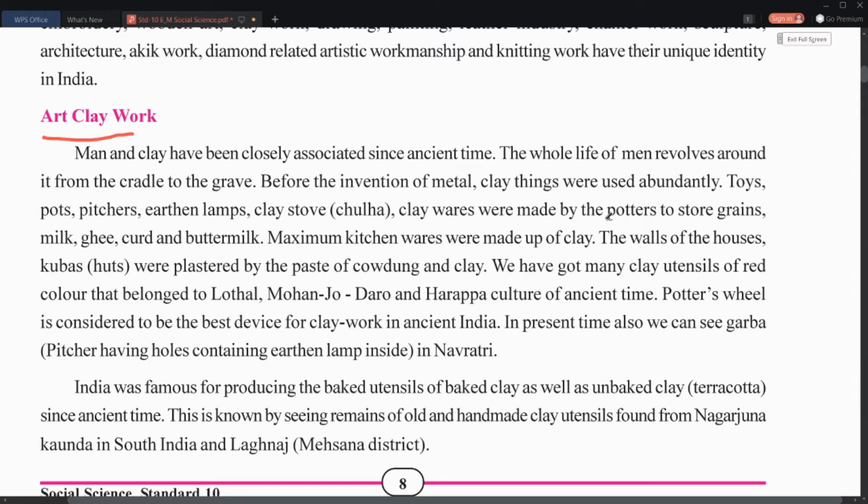And we had a very remarkable name in that clay work, by the potters to store grains. Even for storing grains, we use this type of clay art. Milk, ghee, curd and buttermilk. All the utensils made of clay were used for storing grains, milk, ghee, curd, etc. Most of the kitchen wares were made of clay. The walls of the houses, kubas, kuba means hut, chopadis. Huts were plastered with a paste of cow dung and clay.